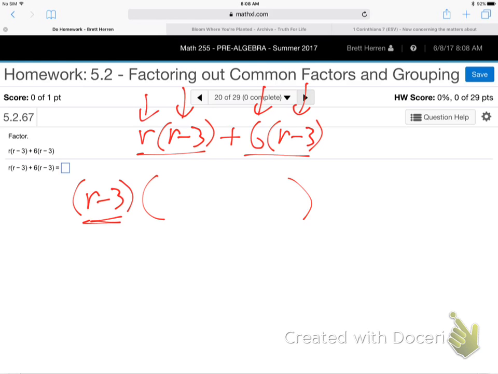New set of parentheses. R minus 3 times what? Well, just R. And R minus 3 times what? Well, just 6. Would go back to this and back to that, huh? And there we are. We're done.